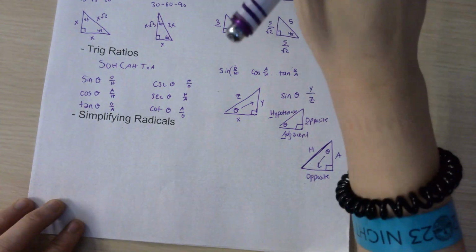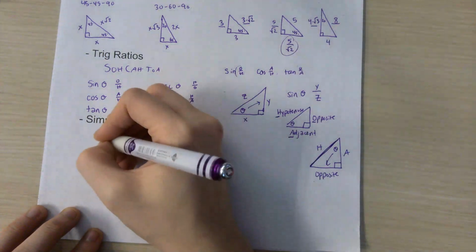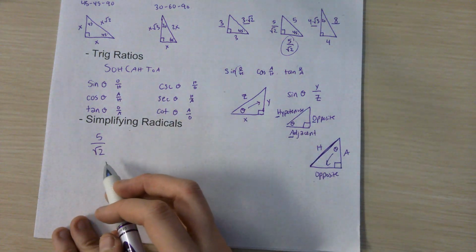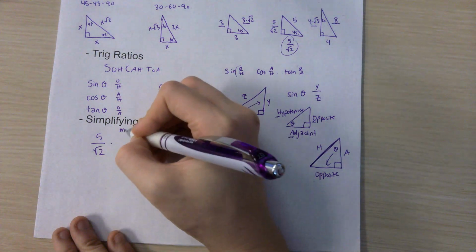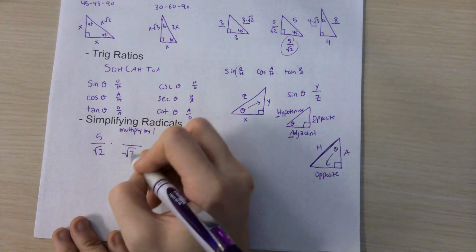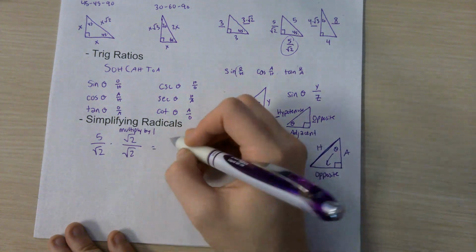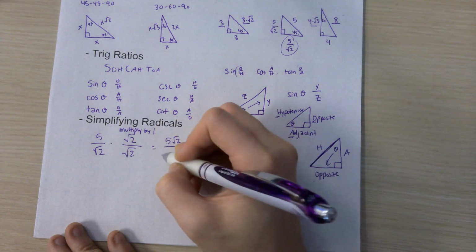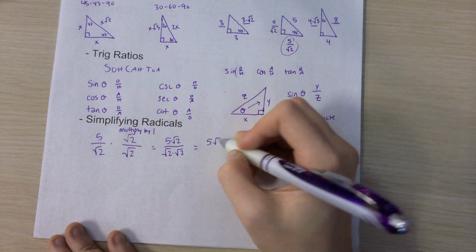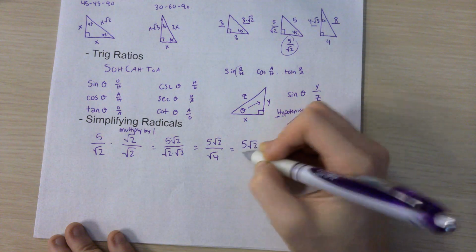All right, and then finally simplifying radicals. So let's take the example from up here, right? We have 5 over root 2. So we never want a radical on the bottom, so we're going to multiply by 1, because we can't change the value. If we multiply by anything other than 1, we're going to change the value. So this becomes 5 root 2 over root 2 times root 2. So 5 root 2 over root 4, which is the same as 5 root 2 over 2.